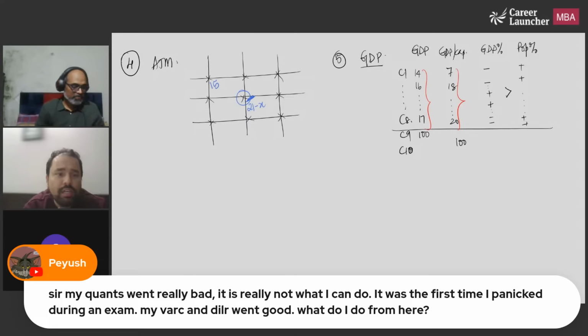It is not really, I'm unsure what happened. The first time I panicked during the exam, VRC DI went badly, what do I do from here? You can't do much about it. It went bad. Be hopeful that you'll at least get about 5-6 questions correct and you can clear the sectional cutoff. You have a good chance then of hopefully getting some calls.